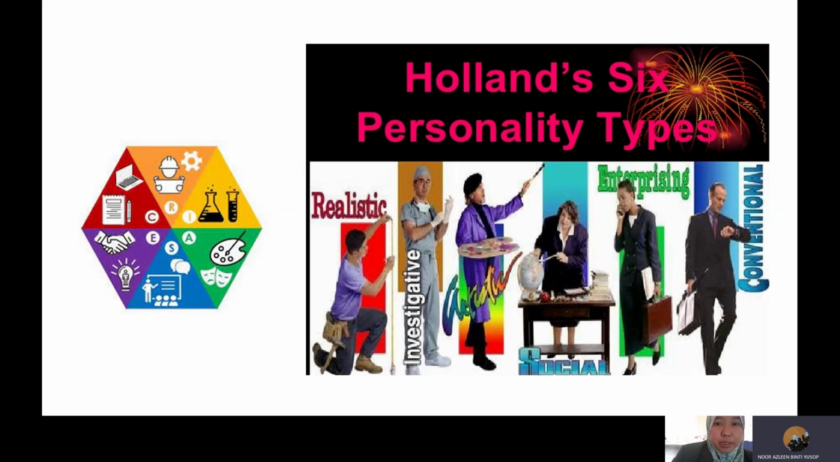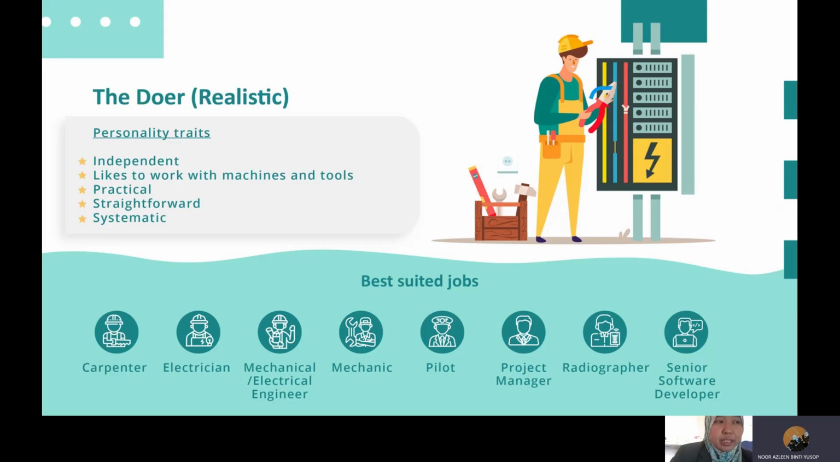Let me continue with the presentation of the Holland 6 personality types. The first type is realistic, also known as the doer. Usually, they have mechanical ability and prefer to work with things rather than people. The personality traits are independent, like to work with machines and tools, practical, straightforward, and systematic. The occupations are usually carpenter, electrician, mechanical and electrical engineer, mechanic, pilot, project manager, radiographer, and senior software developer.